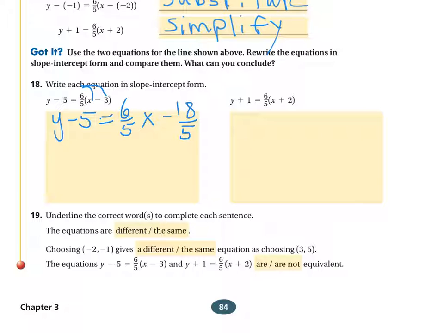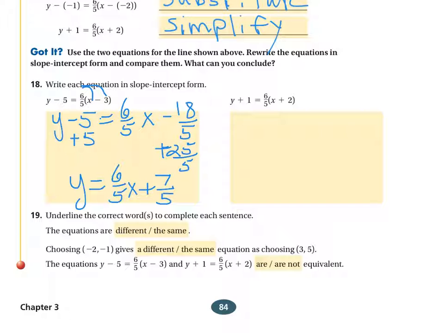Then we're going to add 5 to the other side. But because I have a fraction here, 5 is equivalent to 25 over 5. So I'm going to add that to 18. And so together that makes 7/5. So the rest of my equation, y equals 6/5 x plus the 7/5.